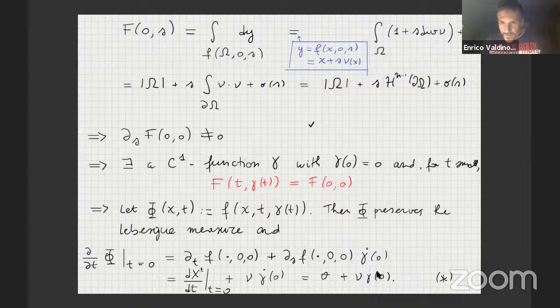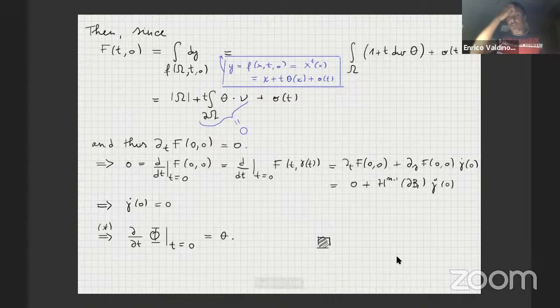So my handwriting in the slides is very bad. There is a dot here, but it's almost invisible. So this is gamma dot of 0. There is a dot. It's not your screen that is dirty. There is a dot, but it's very, very tiny. So it's almost invisible. Okay.